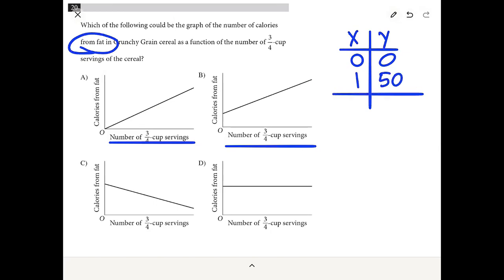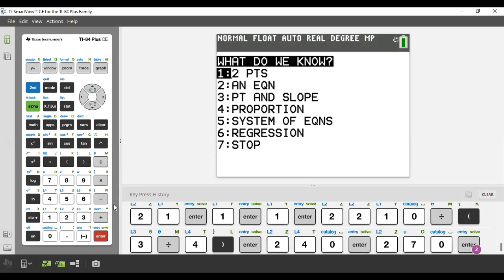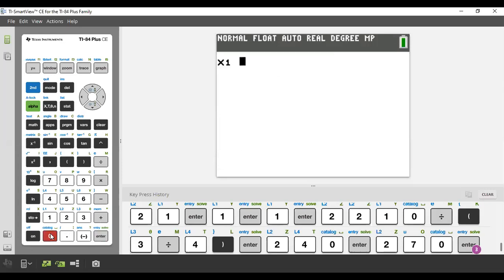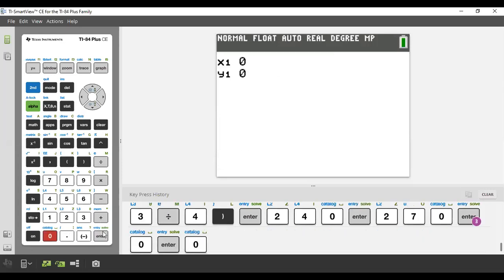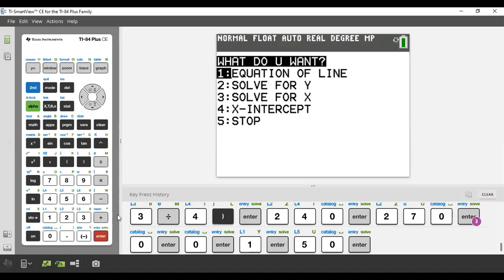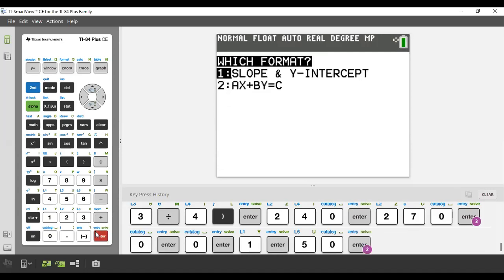So here is what we got here. So it's 0, 0, and then we got one serving. 1 serving will give us 50 calories. So all we're going to do is, I'm just going to show you, you don't really need the program on this, but you can use it. We're going to use 2 points. It's going to be 0, 0. And then we're going to have 1 serving. We have 50 calories from fat. And that's the equation of a line.